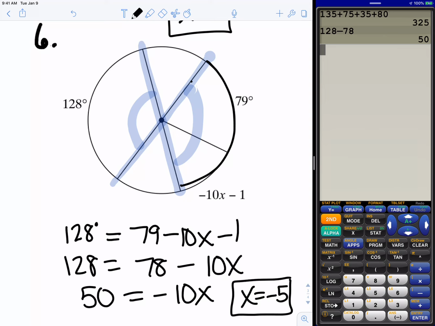And I know there were a lot of negatives for the x's. That was just a coincidence, but you always want to double check and make sure that it doesn't make any values, measurements negative, and it doesn't.